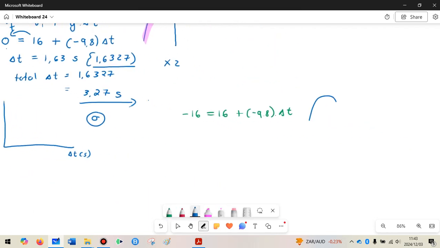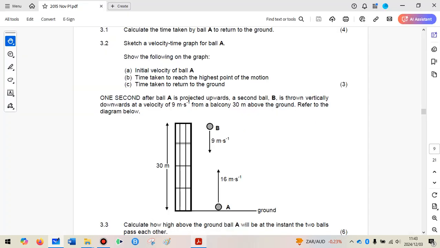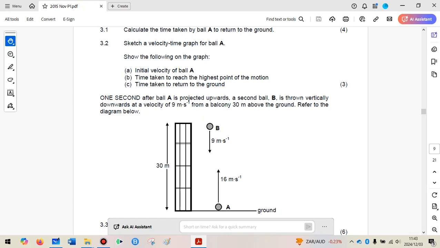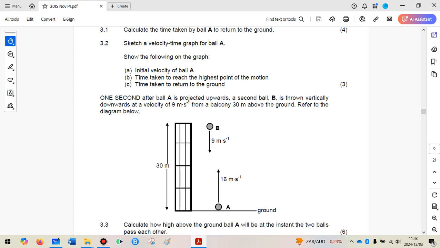Very useful. Okay, we are using from there to there, so we're using the entire motion. That's why we're subbing in the positive 16 and the negative 16, and then you'll get a time also of 3.27 seconds, and you're not needing to times it by 2 because you are looking at the entire motion from the get-go.